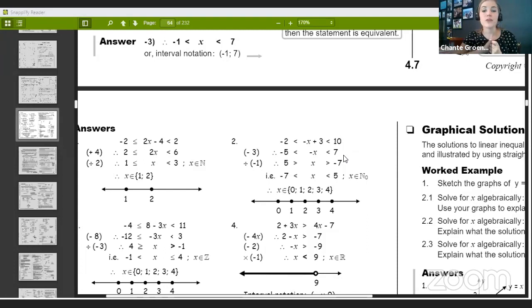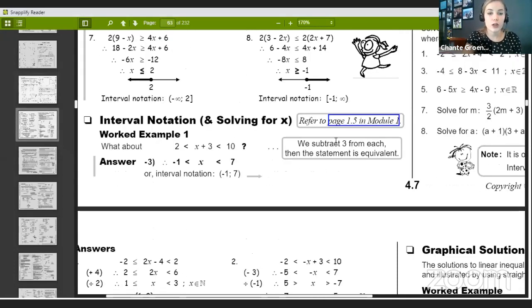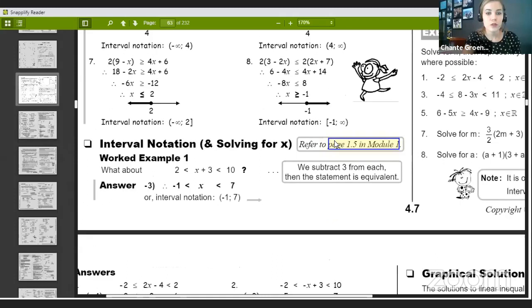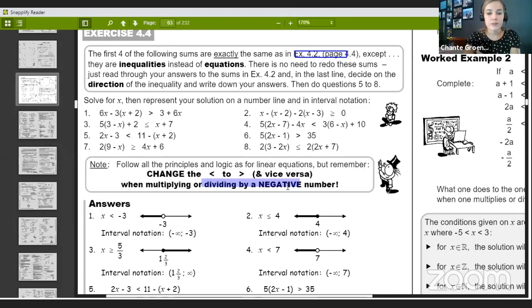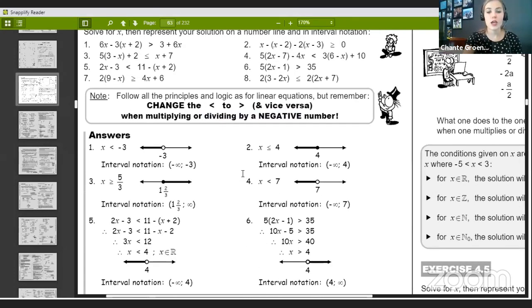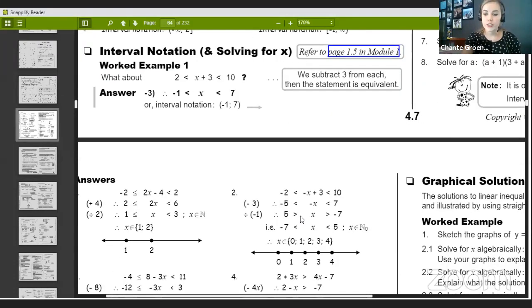And remember, just look at the signs. Now let's quickly go up again. They say, whenever you are dividing with a negative number, you have to change your signs. So therefore, I change it. Okay.